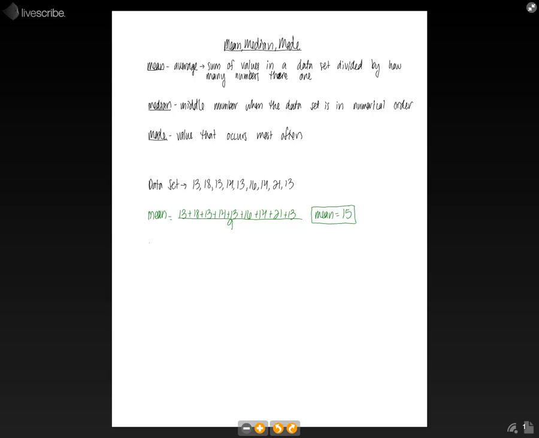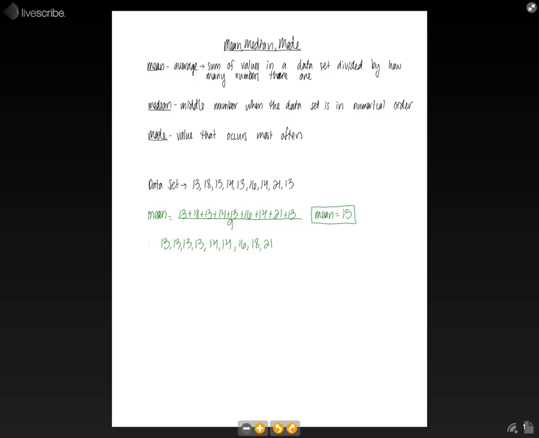Now, if we go to the median, we know that we have to have our data set in numerical order, which it is not right now. So we are going to rewrite it, and we're going to count out our 13s. We see that we have 4 13s, we have 2 14s, we have 1 16, then we have an 18, then we have a 21. And you have to be really careful when you rewrite this in order so that you don't forget any numbers, because it can be easy to accidentally skip over one.